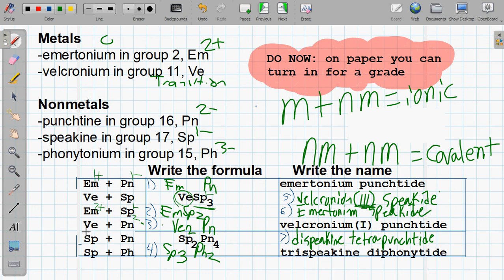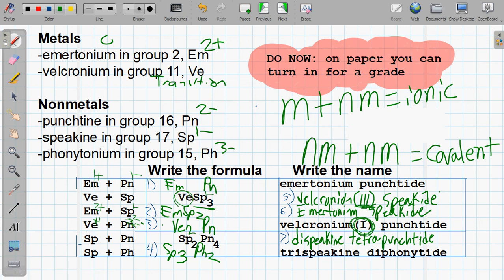All right, VE and PN, again, we look at the name and it tells me that this atom of Velcronium has a charge of 1. Okay, so that's a plus 1. PN, punchtine, is in group 16, so it is a 2 minus. So I need 2 Velcronium atoms to balance out the 1 punchtine.